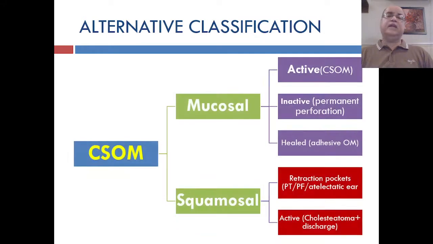Another alternative classification is mucosal and squamosal. Mucosal can be active or inactive, the healed type of otitis media, and squamosal is when there is a retraction pocket in the pars flaccida or in the pars tensa, and in the active stage there will be cholesteatoma. This squamosal type refers to the atticoantral type, while the mucosal refers to the tubotympanic type, depending upon the lining epithelium in these parts.